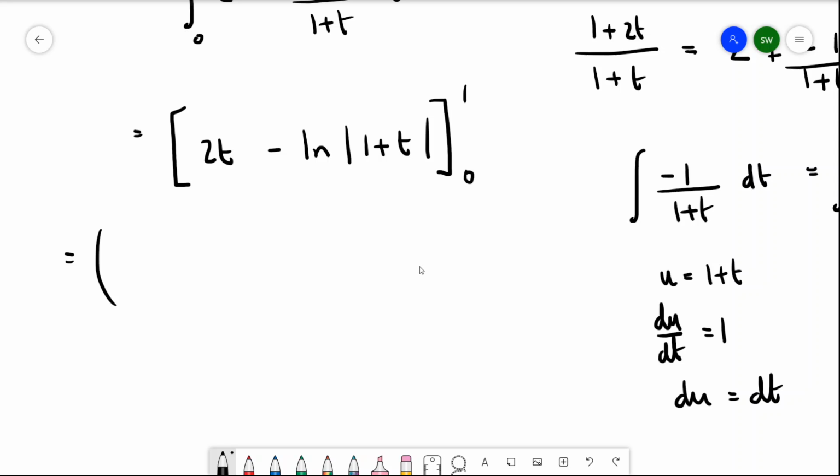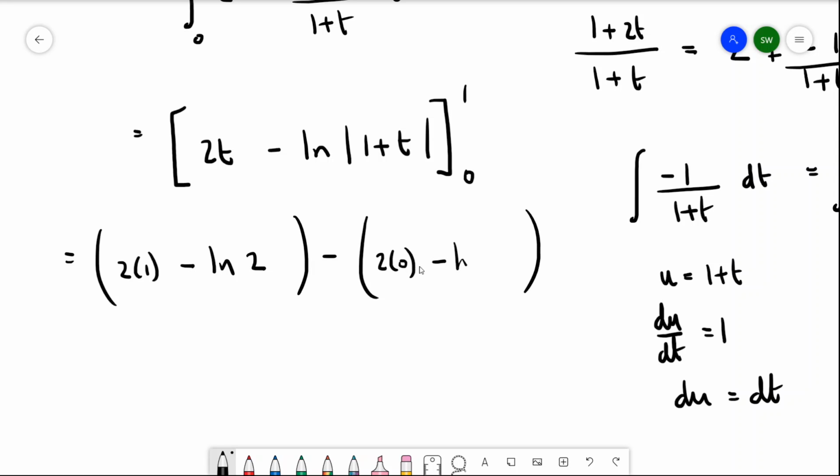So now we just need to sub in our limits. So if we sub in the top limit, we're going to have 2 times 1 minus natural log of 2. And we need to subtract what we get when we sub in the lower limit. If we sub in the lower limit, we're going to have 2 times 0 minus log of 1. And here we've got 2 minus log of 2, and everything in this right hand bracket is 0. So we get our final answer.